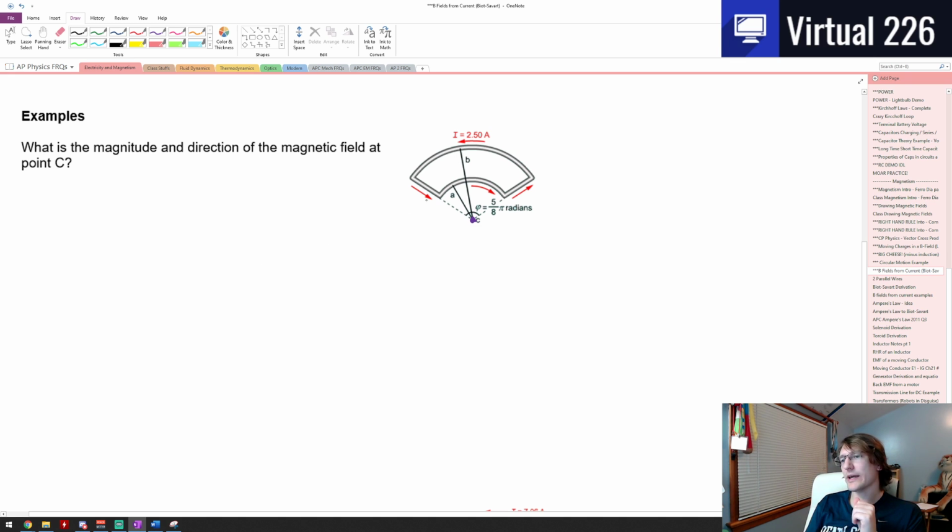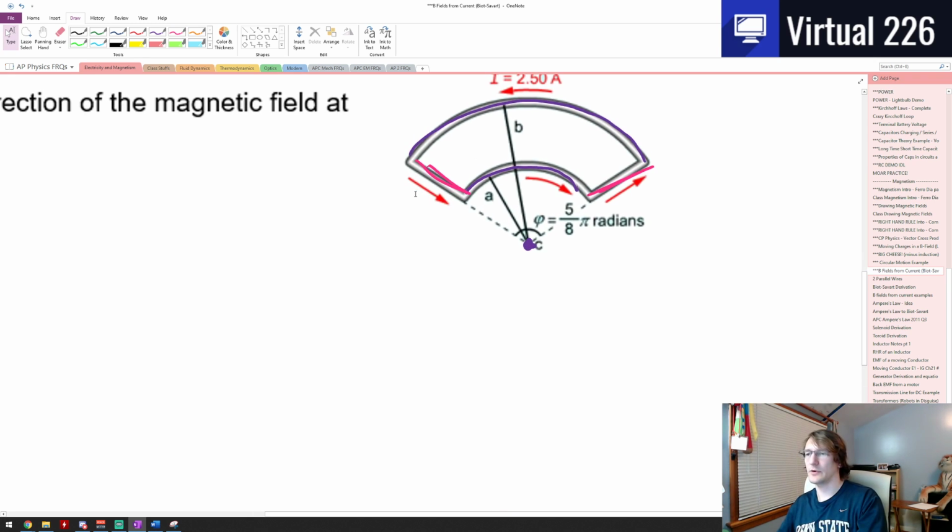To do this, we need to figure out what the B field's direction and strength is from points A, so this curve underneath, B, the curve over the top, and then each of these two little straight lines here, like that, okay?